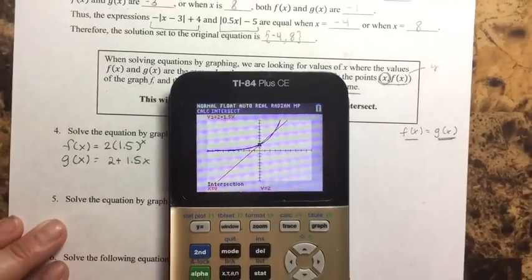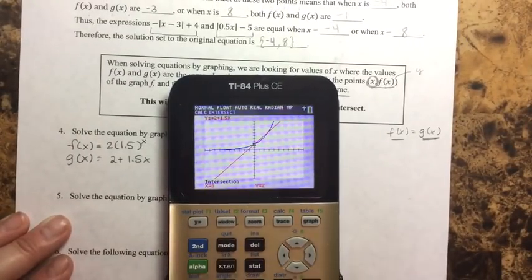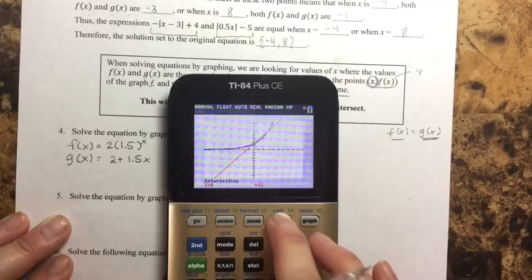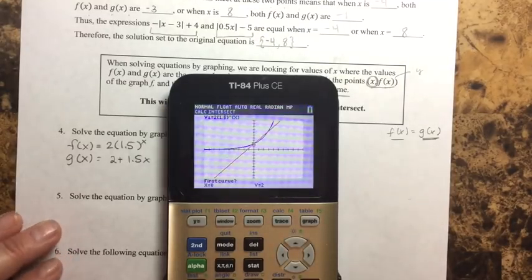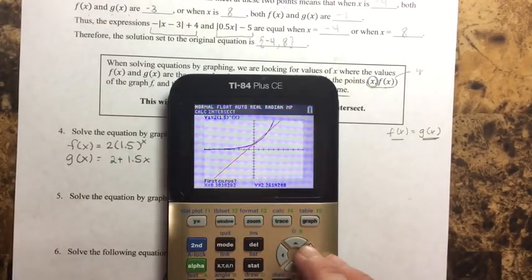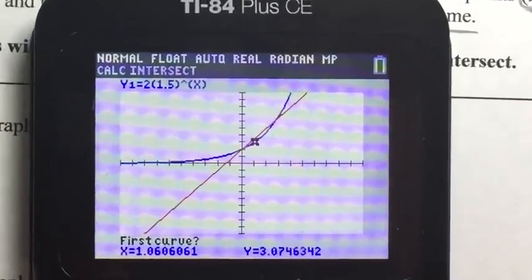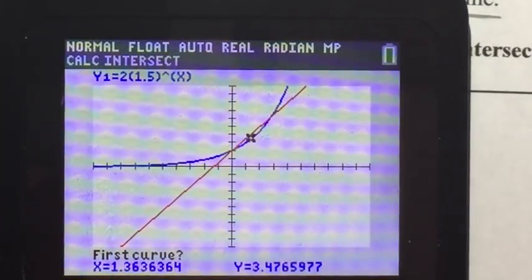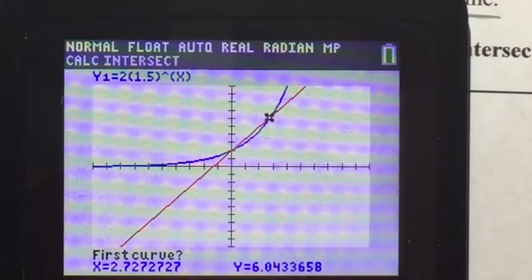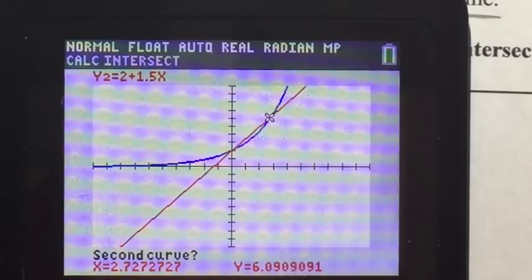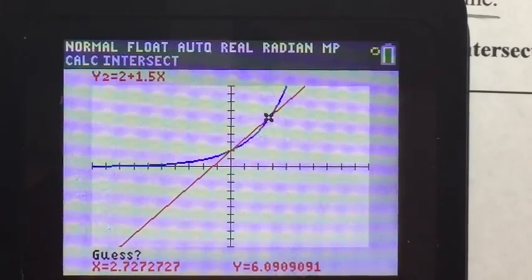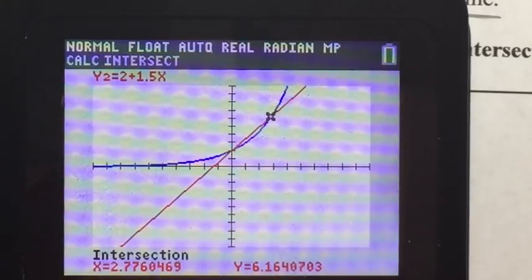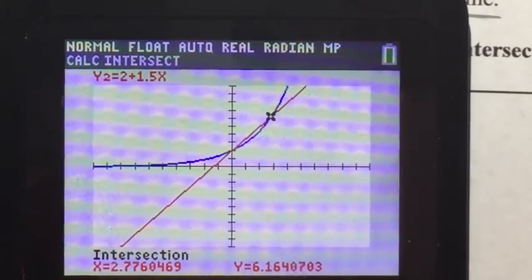All right, so again, I'm going to do second, trace, intersect again, and this time I have to move using my arrow key. Here, I'm going to zoom in. Okay, using my arrow key to get as close as I can to that intersection point. And then I'm going to hit enter. And then my second curve, enter. And then I'm going to say, give me your best guess. There it is. See, that is kind of a funny looking point. All right, but I'm going to write that down.